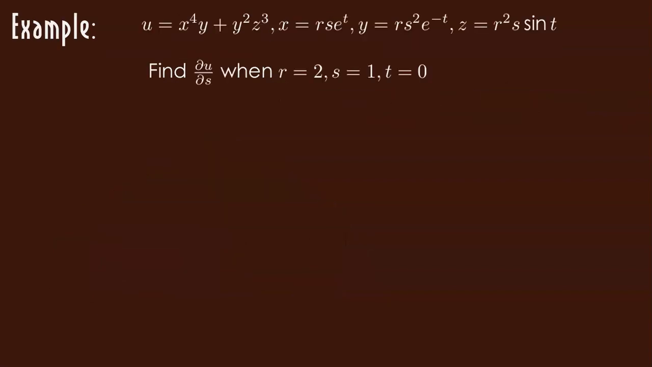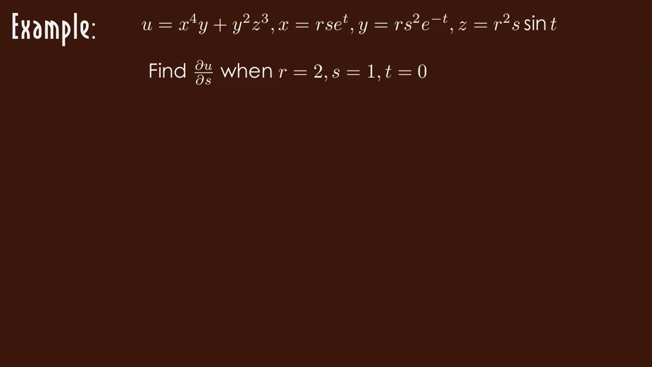Let's do an example. Suppose we have u is equal to x to the 4th y plus y squared z cubed, and x is equal to rs e to the t, y is equal to rs squared e to the negative t, and z is equal to r squared s sine t. I want to find the partial of u with respect to s when r equals 2, s equals 1, and t equals 0.